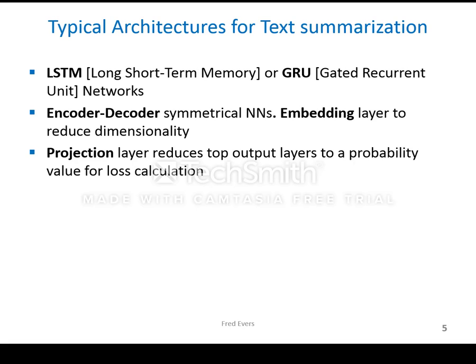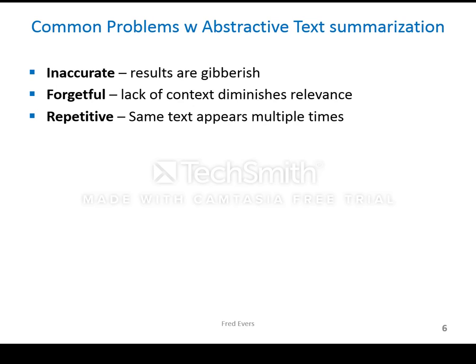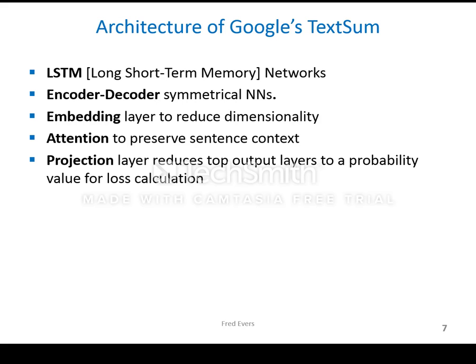Text projects tend to focus on long short-term memory or GRU recurrent networks using an encoder-decoder architecture with a projection layer at the end, which is used to summarize probability and calculate loss. Some of the problems that we find are inaccurate output, the forgetful nature of neural networks, and we tend to get a lot of repetitive output as the network works through its paces. And so certain additions have been made to try to address that.